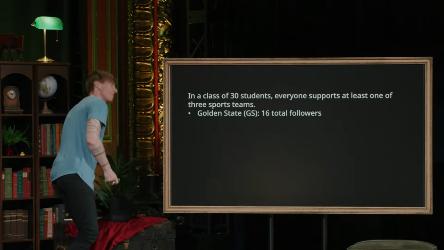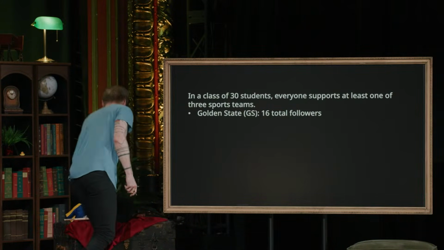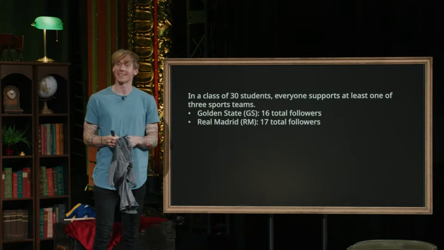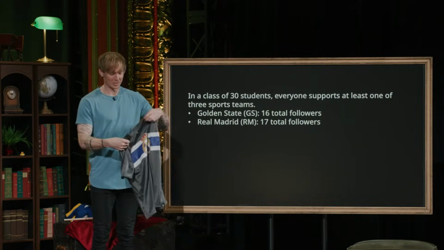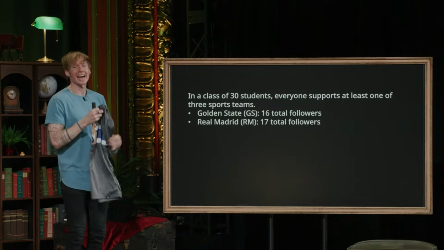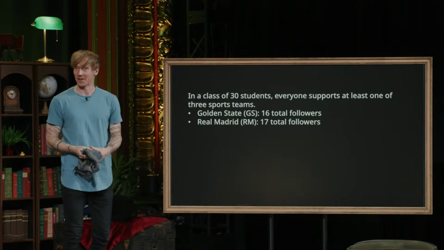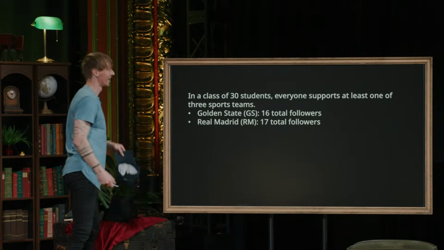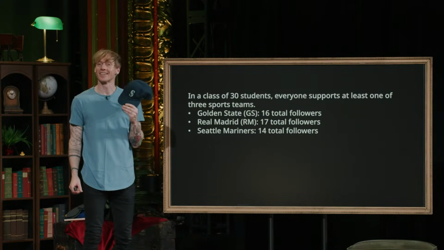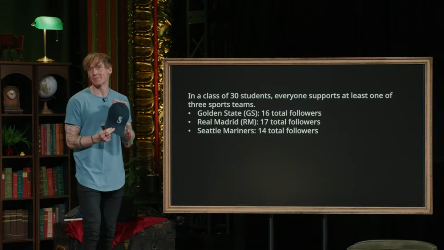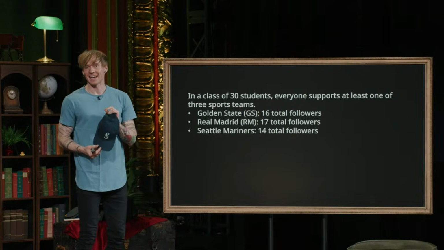The second team of which people may be a follower is going to be Real Madrid, the football, as I would say, or the soccer team, Real Madrid from Spain. Lovely shirt for you here. And the Real Madrid has a total of 17 followers. And then our third team is going to be the Seattle Mariners, who have a total of 14 followers, who are, of course, a baseball team based over in Seattle.